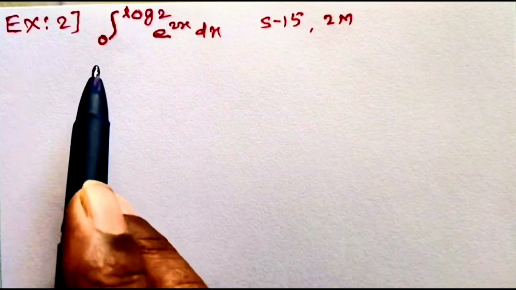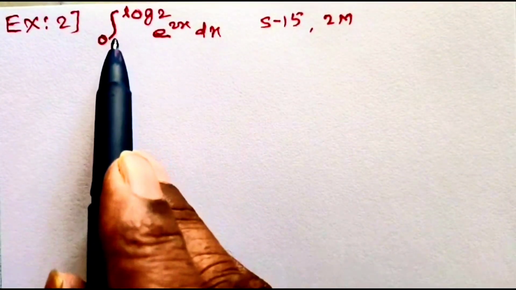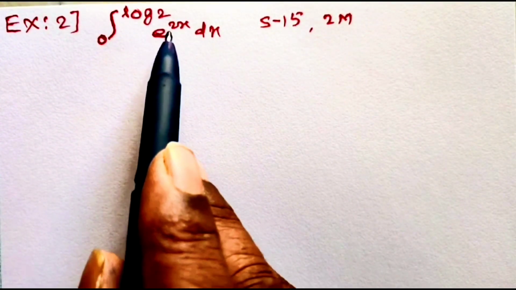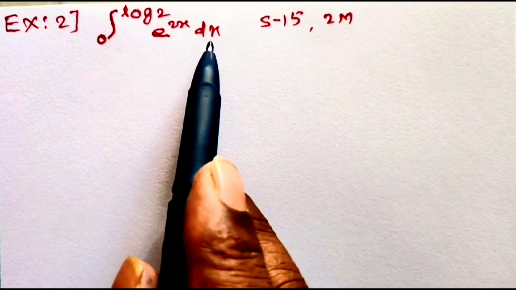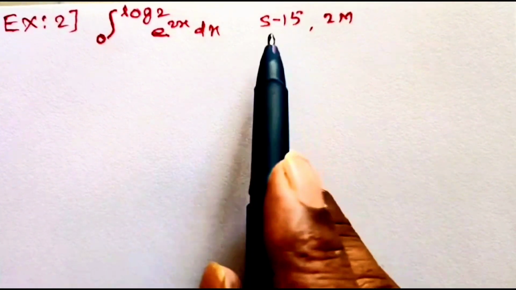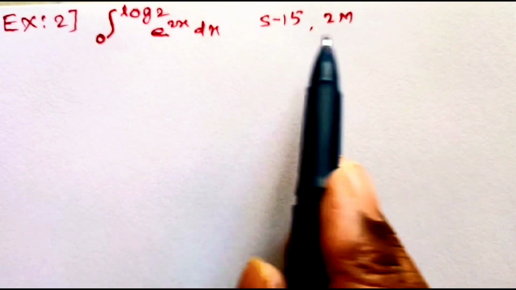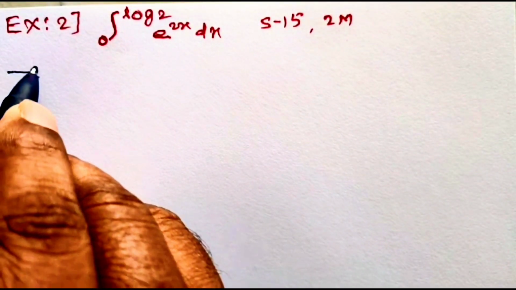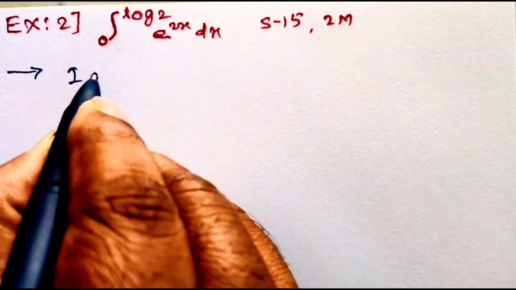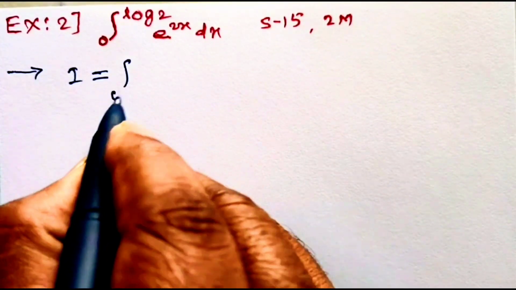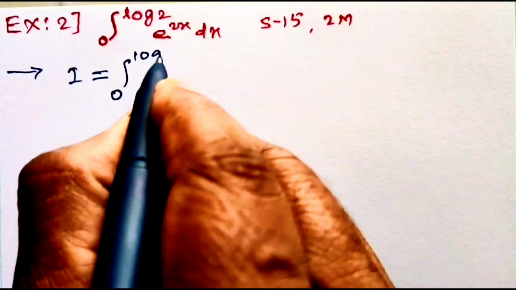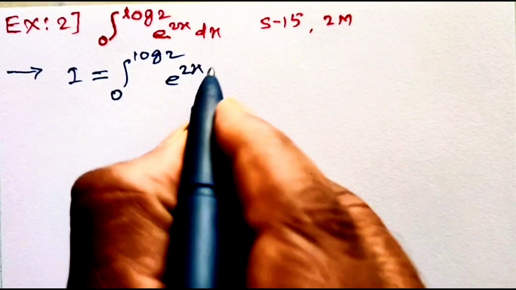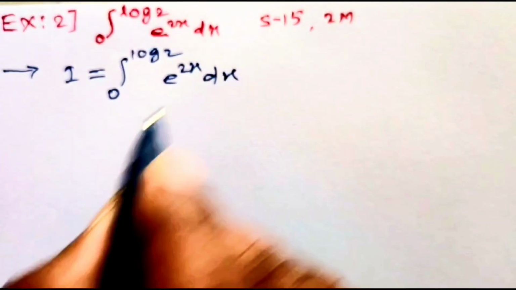Let us solve sum number 2. Integral from 0 to log 2, the integrand is e to the power 2x, integral with respect to x. This sum appeared in summer 2015 for 2 marks. Now to evaluate this integral, first of all consider the given integral as I, integral from 0 to log 2 of e to the power 2x with respect to x.